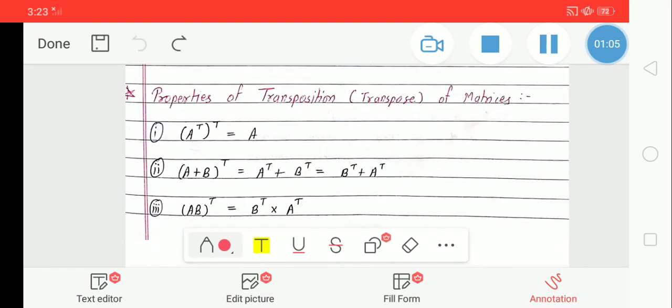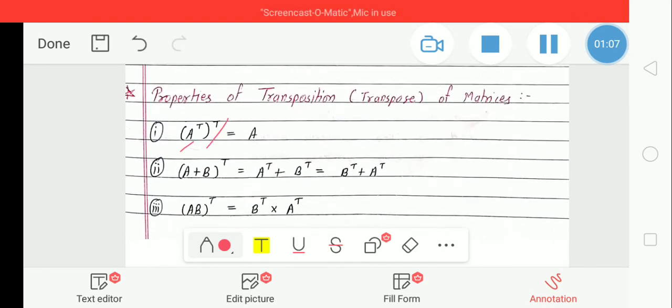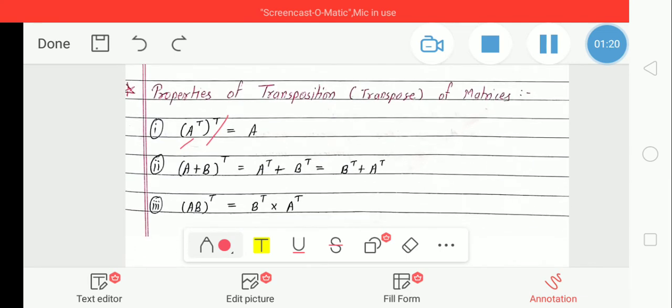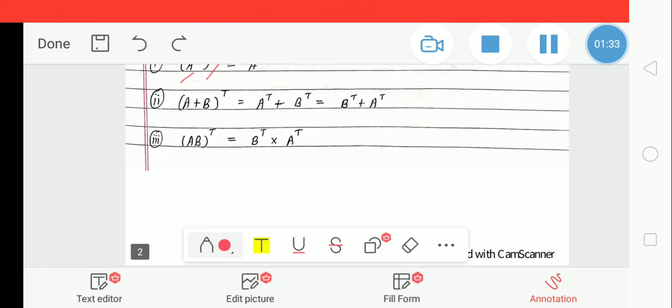Properties of the transpose of a matrix: the transpose of the transpose of A is equal to A, because transposing the matrix gives again the original matrix. So (A transpose) transpose is equal to A. Also, (A plus B) whole transpose is equal to A transpose plus B transpose, and again as it is, B transpose plus A transpose. Now for multiplication: (AB) whole transpose is equal to B transpose multiplied by A transpose.